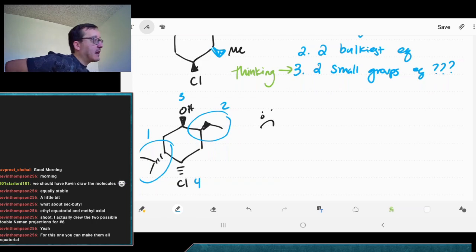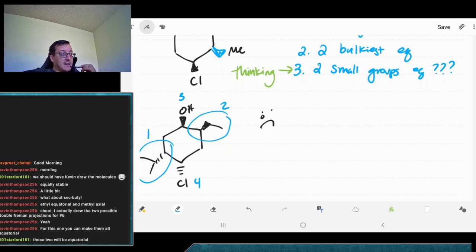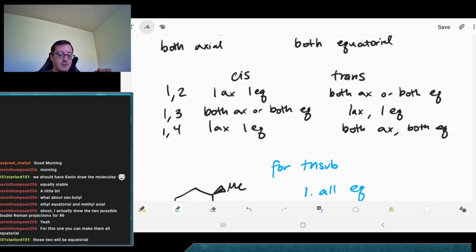If we just look at our biggest, we can put them both equatorial here. We're lucky because those are trans to each other. 1,4 trans can give us some nice diequatorial arrangements. As a result, we're going to have to put our hydroxy and our chlorine axially. What you want to do in a situation like this is compare your bulkiest groups and see their stereochemical or geometric relationship to each other. They're trans, and 1,4 is their position. So both axial, both equatorial. We're good. So let's draw it.